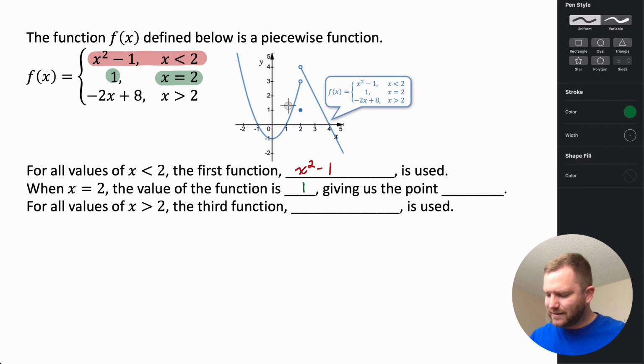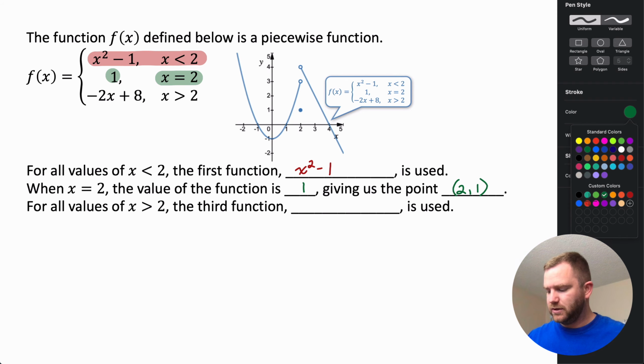And as a result, what that does is it gives us just a single point, right? So when x is 2, the y value is 1. So a singular point of (2, 1), right? The x value is 2, the y value is 1. And that's because it's only being defined there when x is equal to 2.